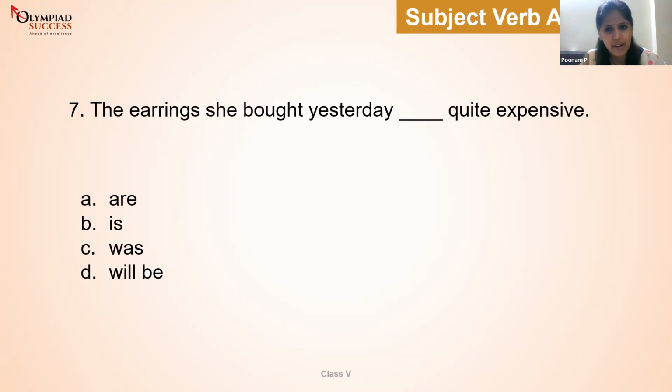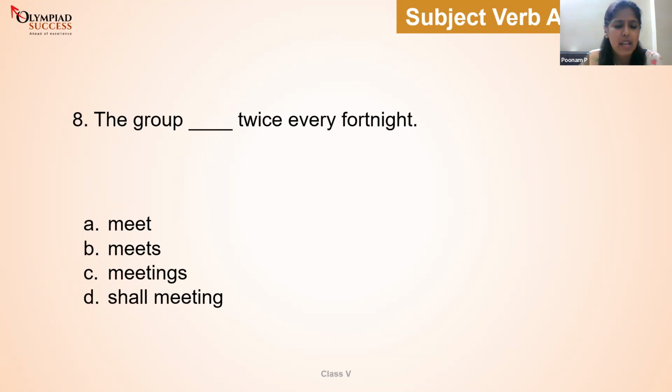Again, most of you are right. Some of you are. See, it's a fact. Although it's yesterday, it's still expensive even today, according to your opinion. So it is A. The earrings she bought yesterday are quite expensive. Eighth one.